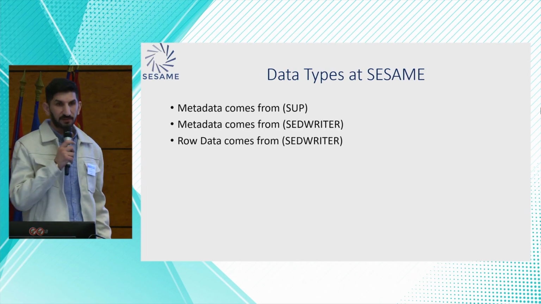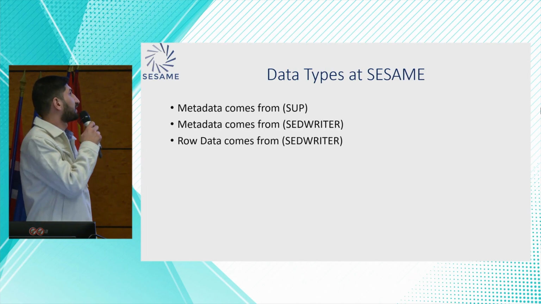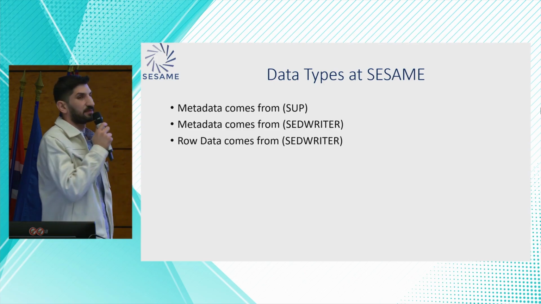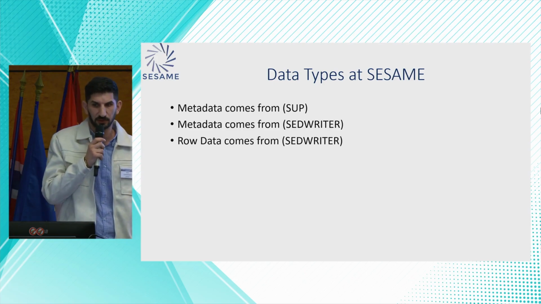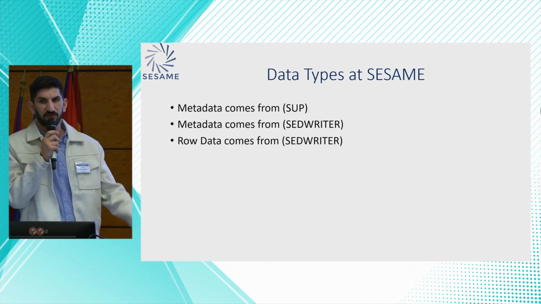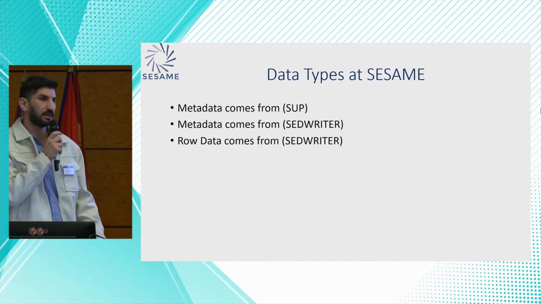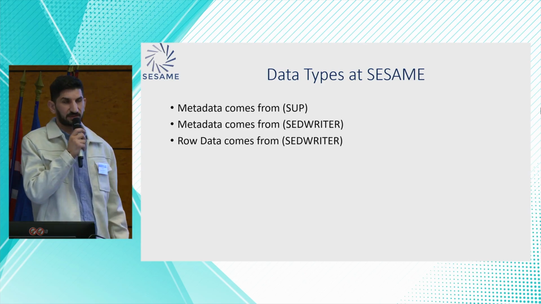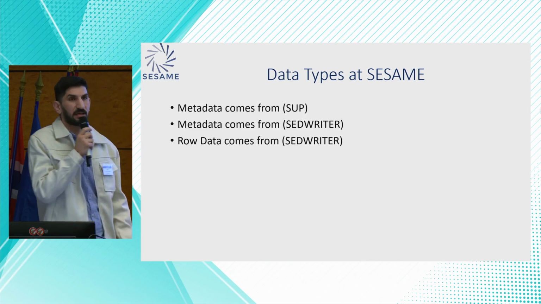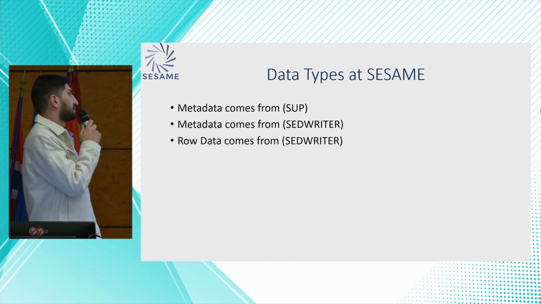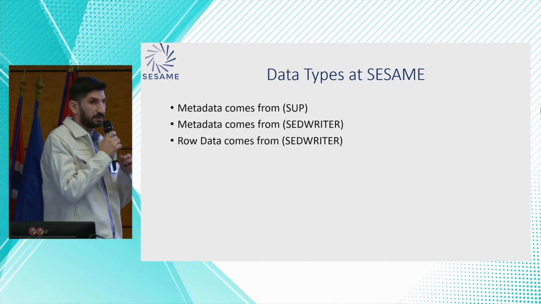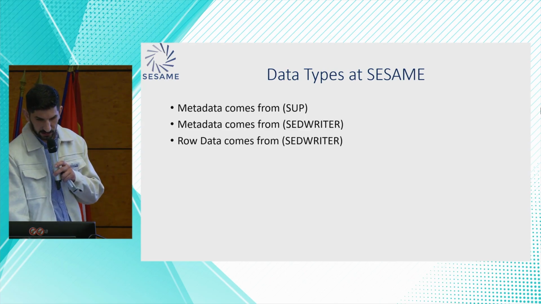Here are the data types of Sesame. We have 3 types of data, starting from metadata that comes from the SOUP, Sesame user portal, which includes the safety information, the names, and the whole information for the experiment. The other type of metadata comes from the experiment itself or from the SID writer. And the third type is the raw data that comes from the beamline and is generated by the SID writer.